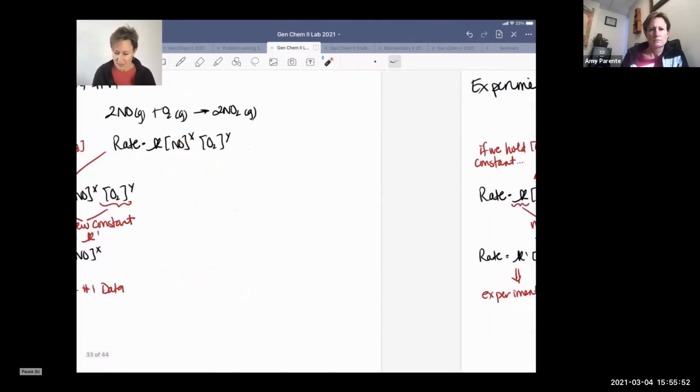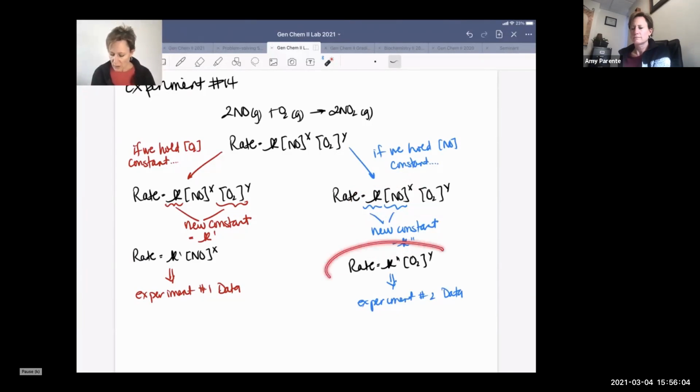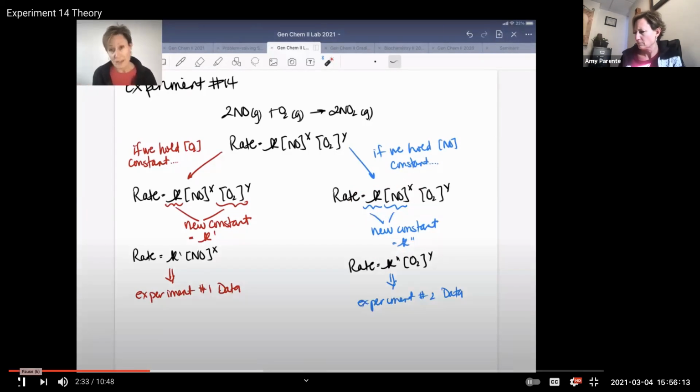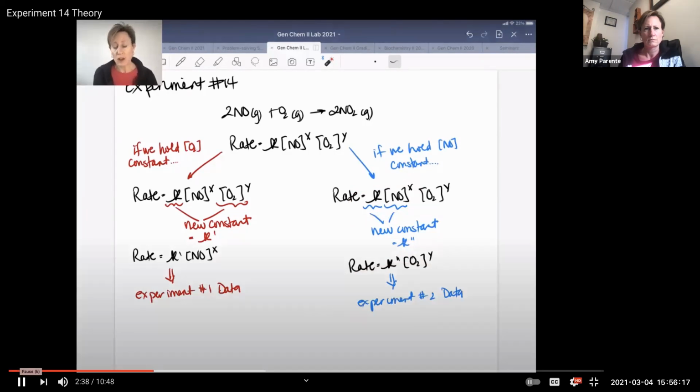We're going to do the same thing then with holding NO constant. So again, holding NO constant allows us to merge these guys together as a new constant. We're going to call that one K double prime. So we can rewrite our rate law now as rate equals our rate constant, now K double prime, times the concentration of oxygen raised to the power that is Y. We're going to use data from experiment 2 to help determine the value of Y.